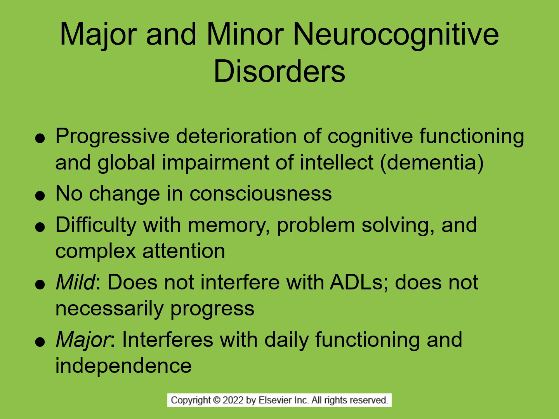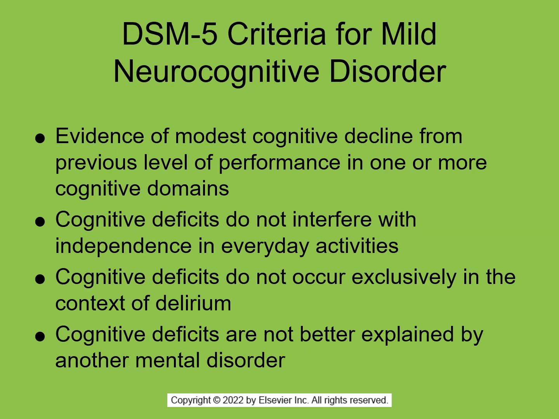However, in clients with dementia, it could deteriorate. It could get worse and progress. And when it gets to major, it interferes with daily function and the client's independence. So again, we're trying to prevent progression or deterioration of cognitive function. As we look at the evidence, we're also using the DSM-5 manual.